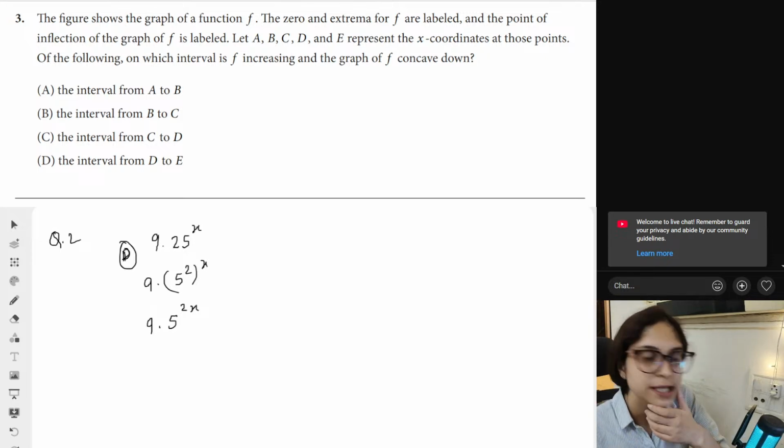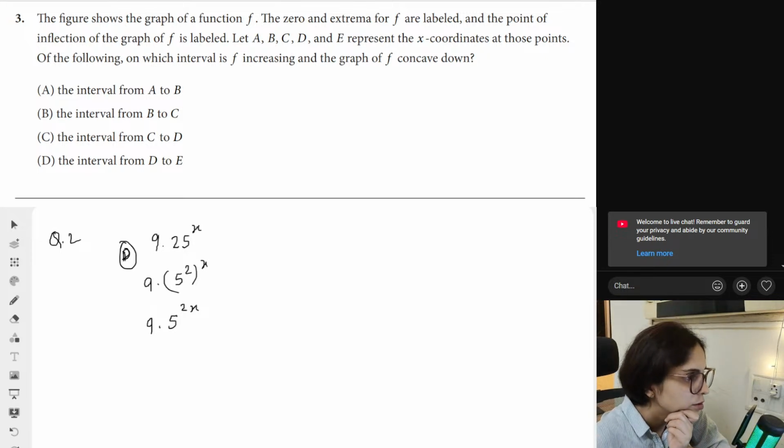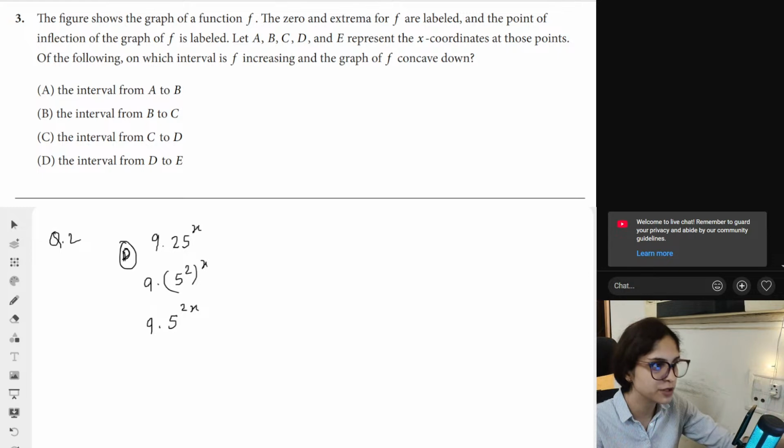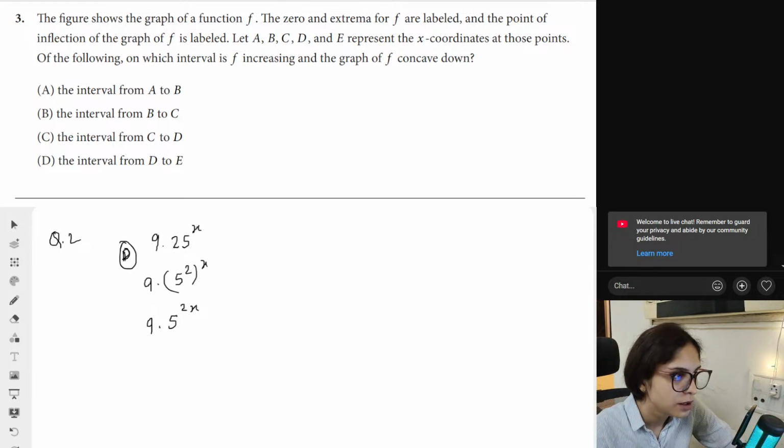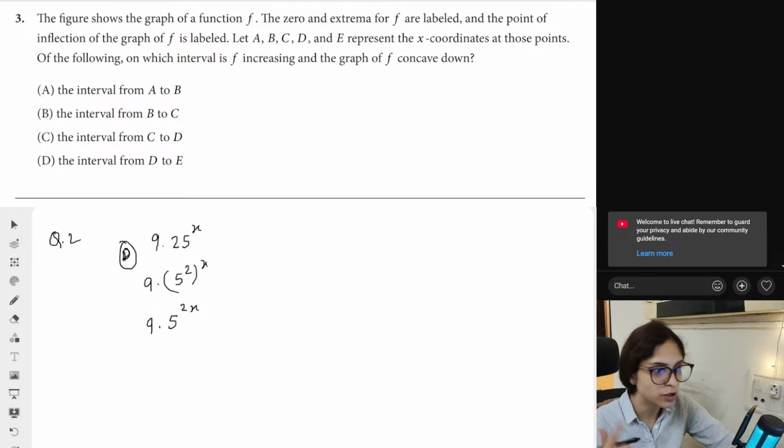So they're saying that the figure shows the graph of a function f. The zero and extrema for f are labeled, and the point of inflection of the graph is labeled. So point of inflection, zeros, maxima, minima, extrema, everything is being labeled. A, B, C, D, and E represent the x coordinates at those points. Of the following, on which intervals f is increasing and the graph of f is concave down. So you have to find out increasing and concave down.